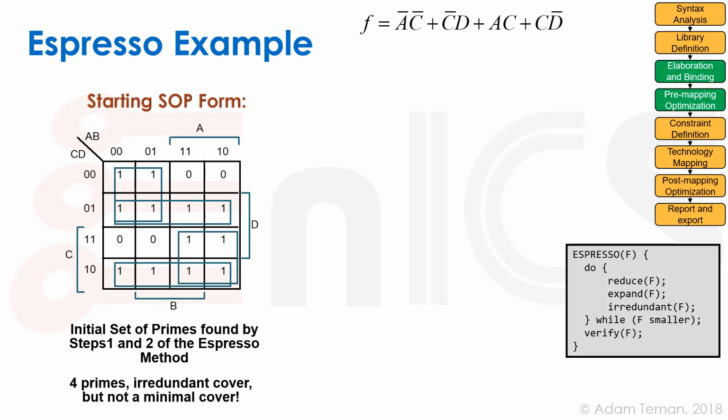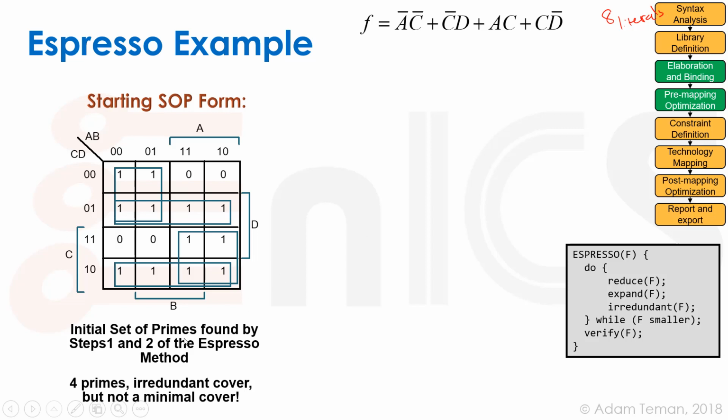Okay, so we start with this SOP form, this sum of product form, and I'm just going to show it on 4 variables because that's easy to show on a piece of paper. Doing it in a higher dimension is hard to illustrate. Okay, so what we have is these 4 cubes here: 1, 2, 3, 4. This is the function that we're describing: A bar C bar plus C bar D bar plus AC plus C D bar. And if we count, we have 8 literals here. Okay, 8 literals.